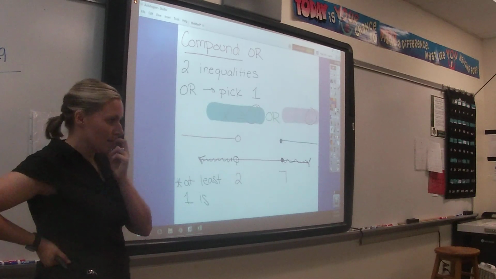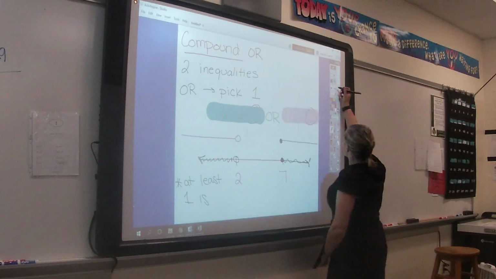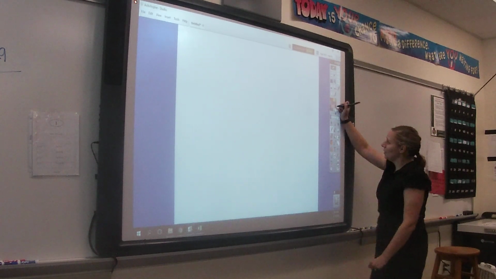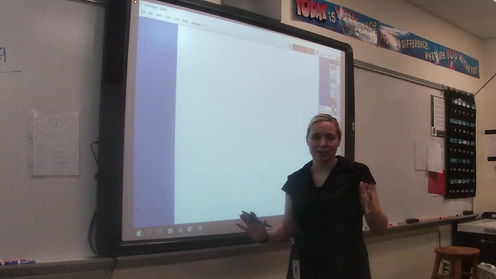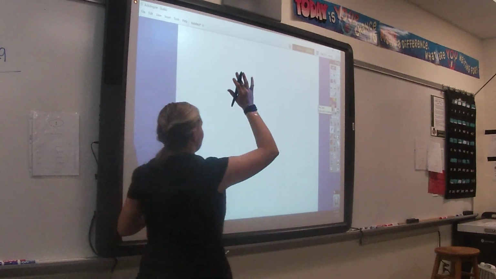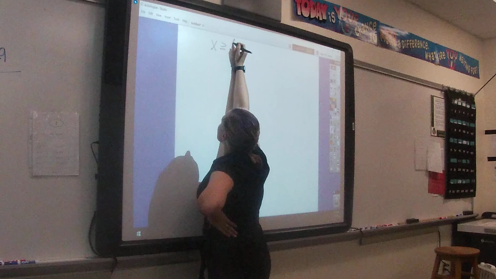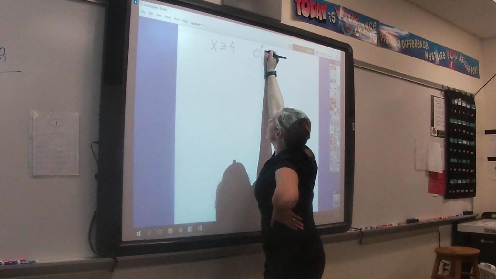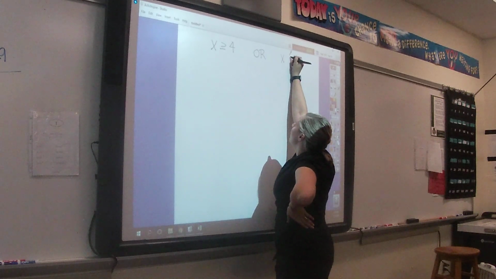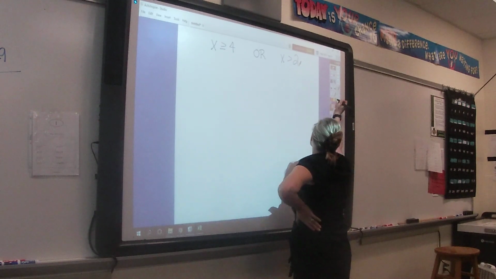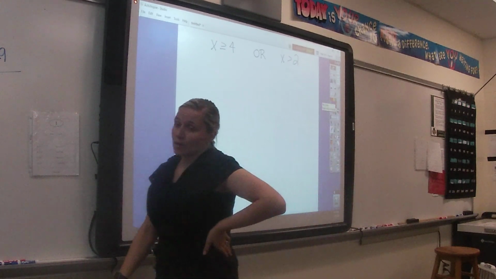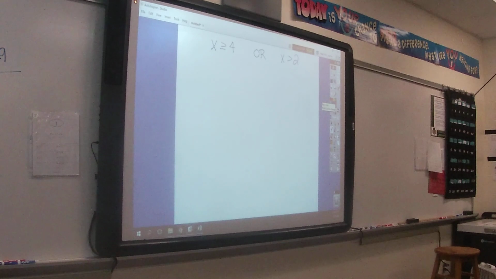Okay. Let's look at another one. And it's okay if right now you're kind of like, I don't know where this is going. This seems really weird. Just kind of go with me on it for a minute. How about x is greater than or equal to 4, or x is greater than 2? Two inequalities, right? We have the word or, so this is picking one.